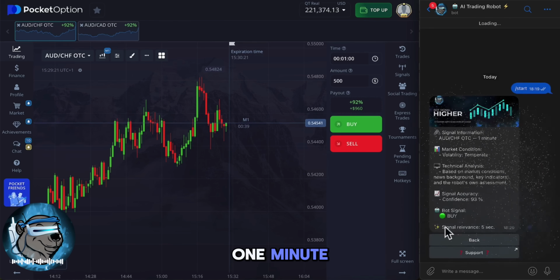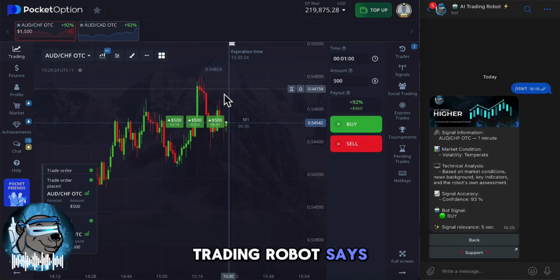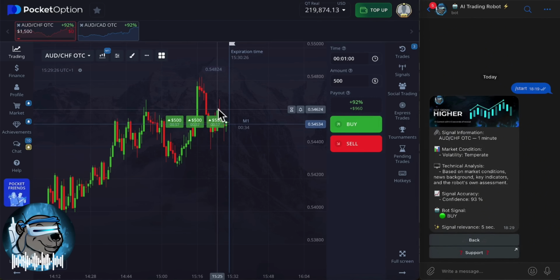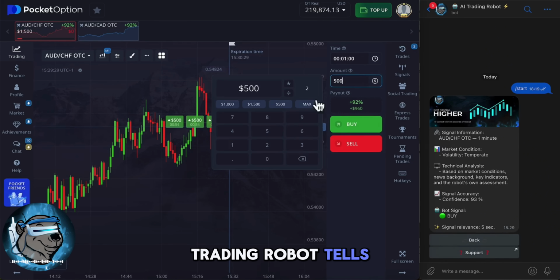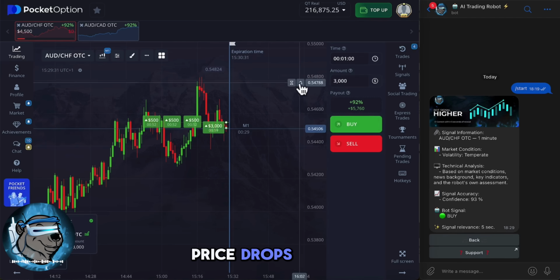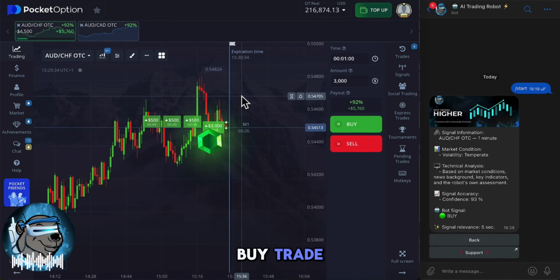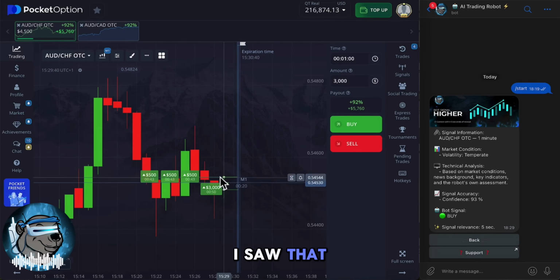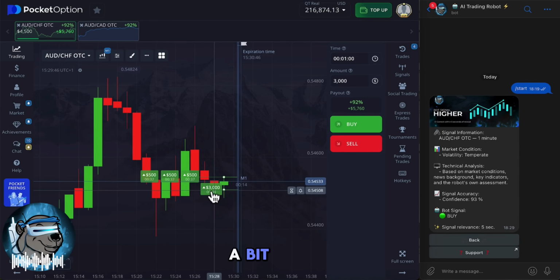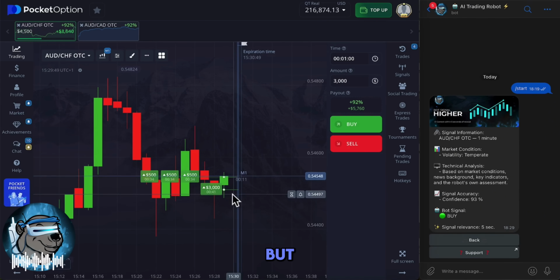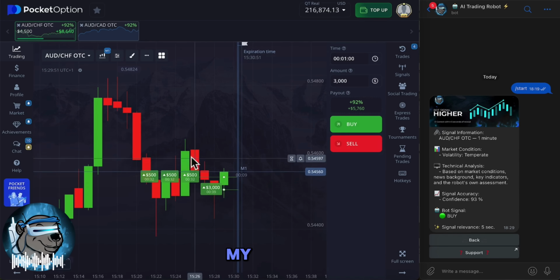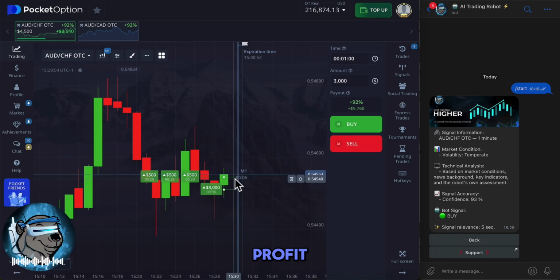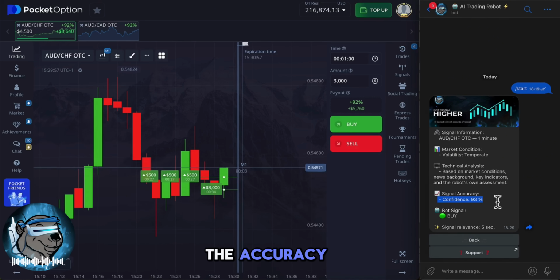Alright, let's select 1 minute, and I see that now the trading robot says, we need to open a buy trade. I do everything the moment the trading robot tells me to, and I see here that the price drops sharply, so I'm going to make another buy trade, because my goal here is to make a profit. I saw that there was just a pullback right at my entry point, so I played it safe and opened another trade a bit higher. But the most important goal is for my trade to close above this entry point so that I make a profit. The accuracy of this signal is 93%.